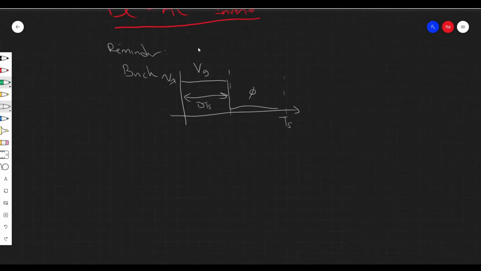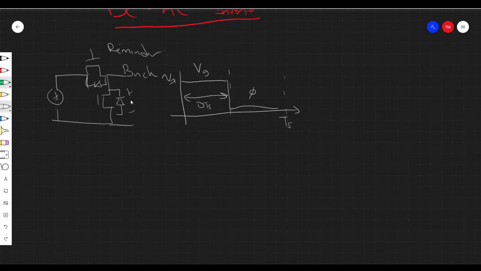So what we can do, some topologies we can use, is basically, and just to remind you, this comes from this kind of topology, right? That's Vx, this is Vg. This produces this waveform. What we can do is actually just use another copy of this. We can create another copy, and then that would produce our negative voltage. I'll show you what I mean.